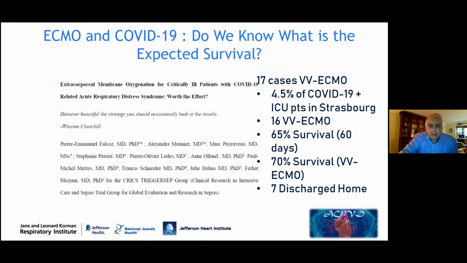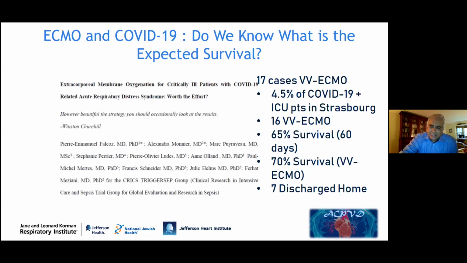This is an updated, just recently published article in the Blue Journal, the American Journal for Respiratory and Critical Care Medicine, 17 cases that were just collated in the center in Strasbourg, which of course saw an early hit from COVID-19. What did they find? These 17 cases of VV-ECMO comprised about 4.5% of their COVID ICU patients in Strasbourg in their 5 ICUs. They had 16 VV-ECMO, 1 VA-ECMO.